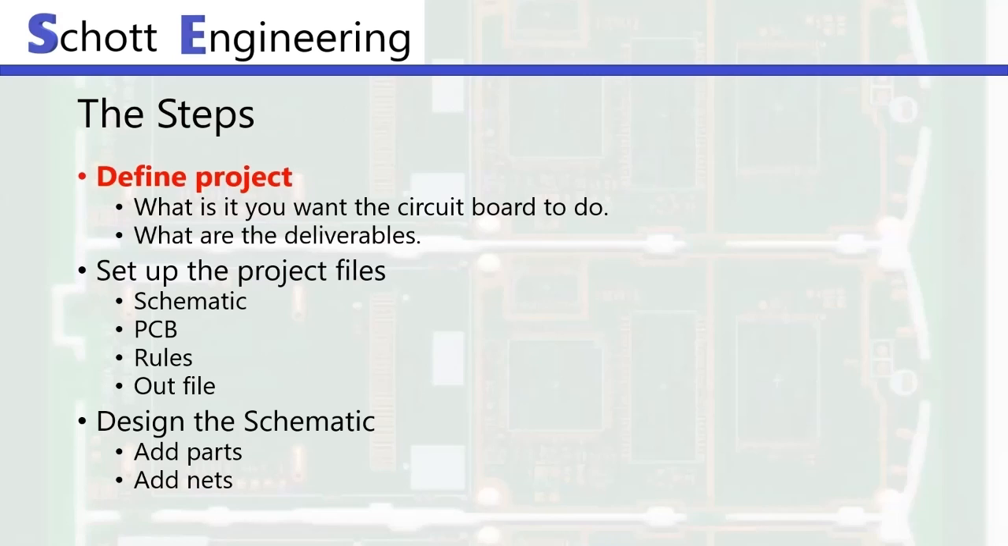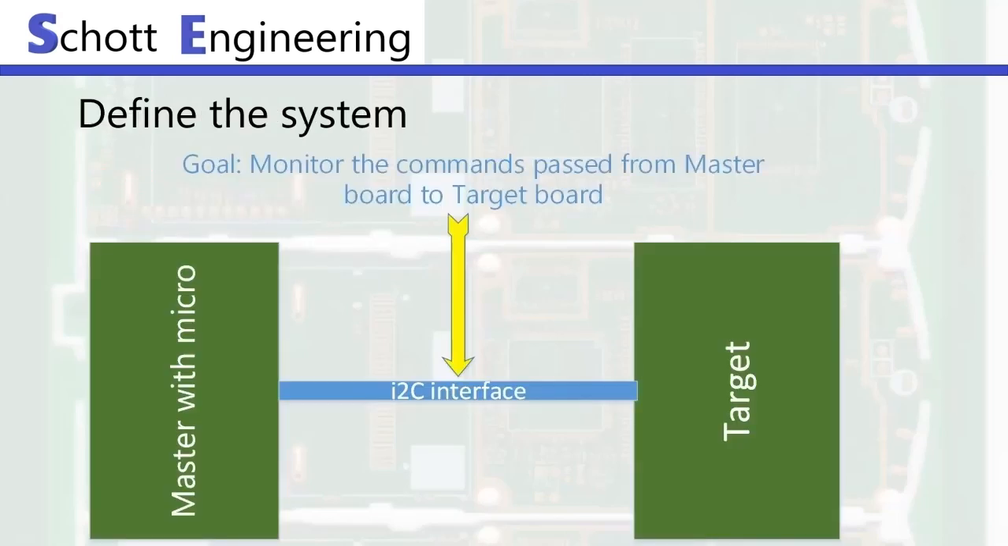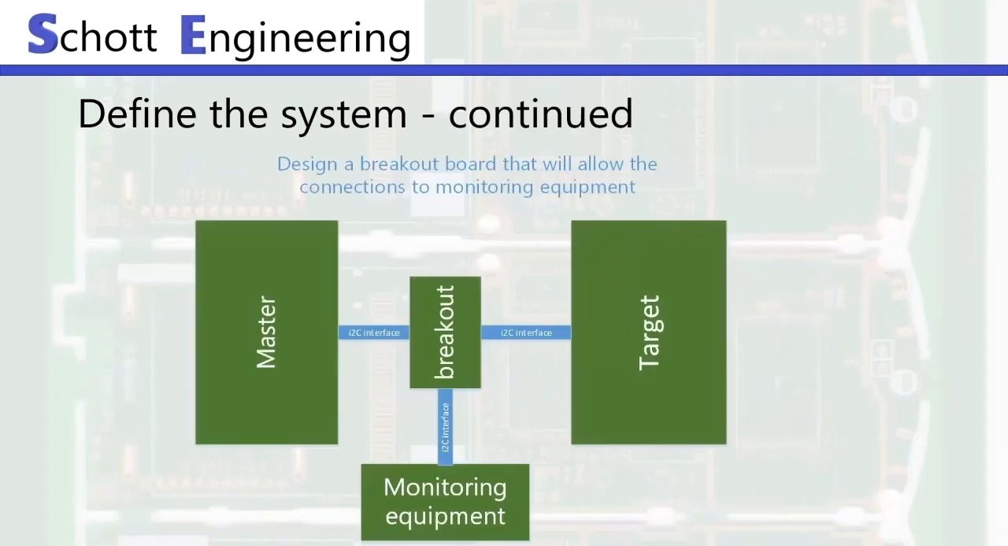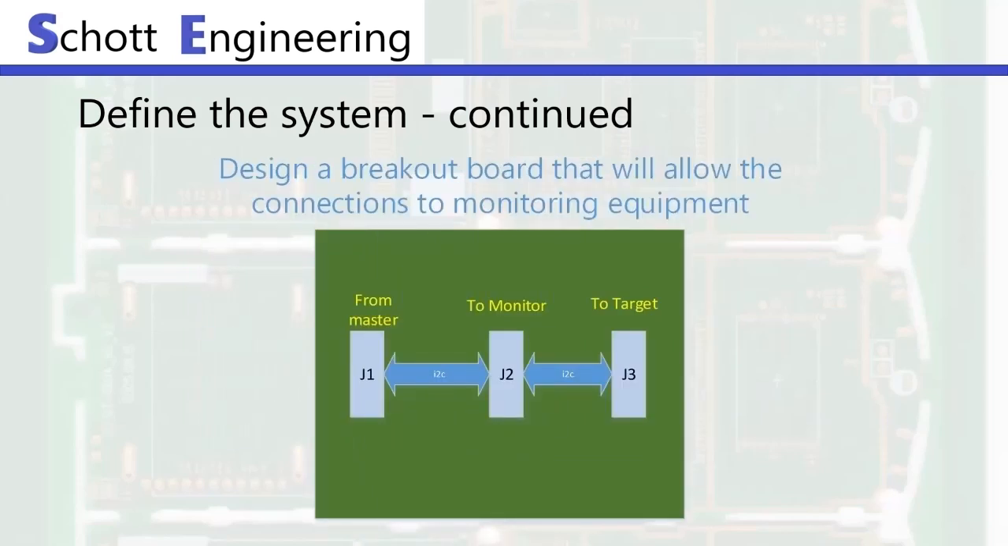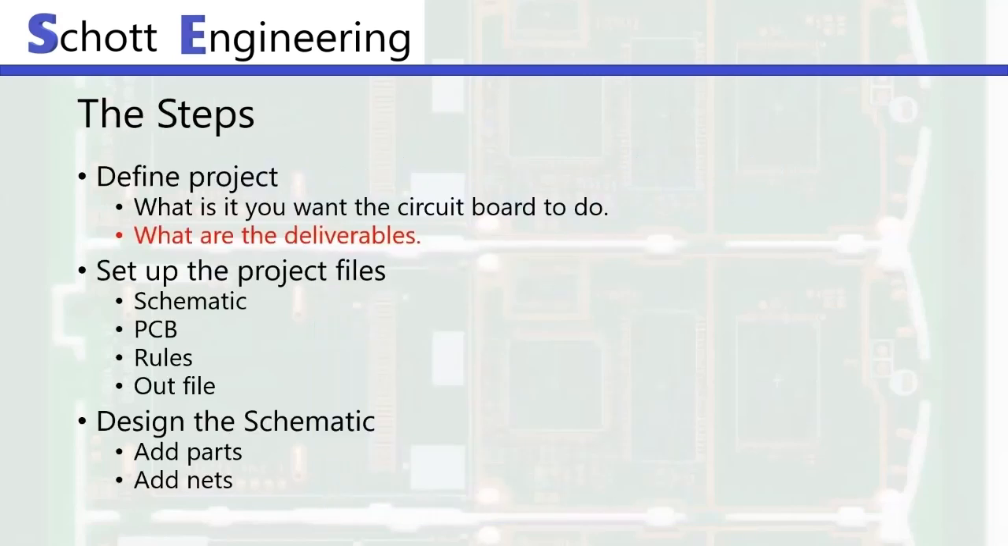First step is to define the project. It's what it is you want the circuit board to do. In this case, we have an I2C interface going between a master and a target, and we want to monitor the commands going between them. To do so, we will use a breakout board where we can connect the signals to monitoring equipment. Here's a block diagram of our breakout board.